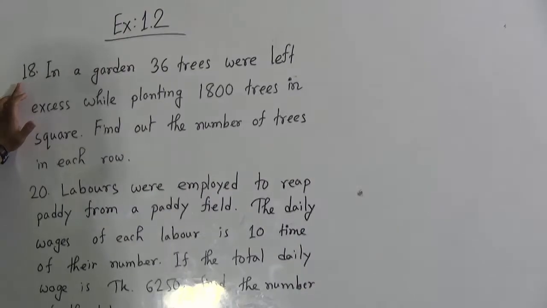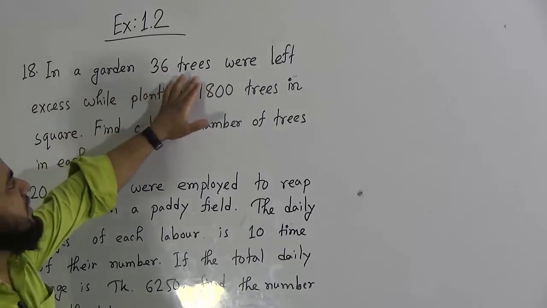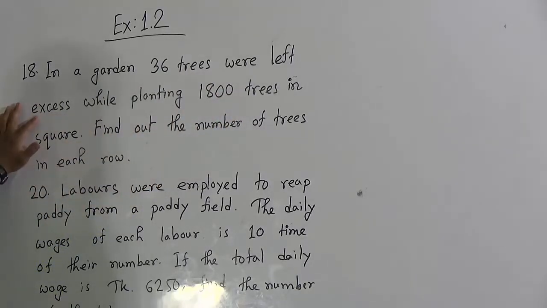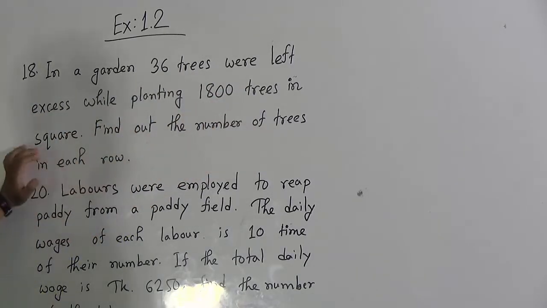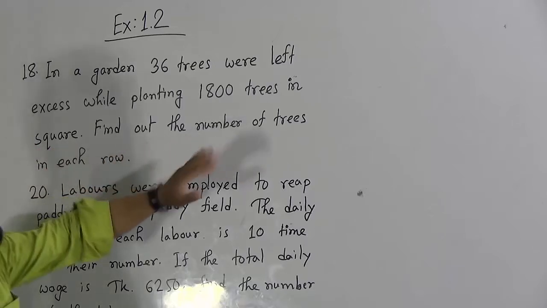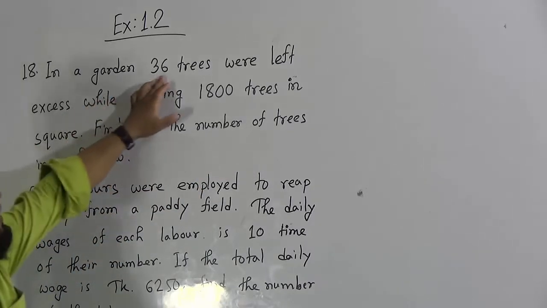Okay, from exercise 1.2. In a garden, 36 trees were left excess while planting 1,800 trees in a square. Find out the number of trees in each row. Okay, these are big numbers.